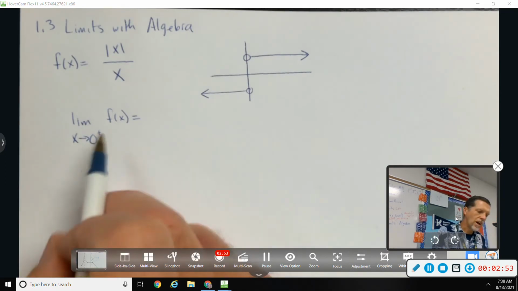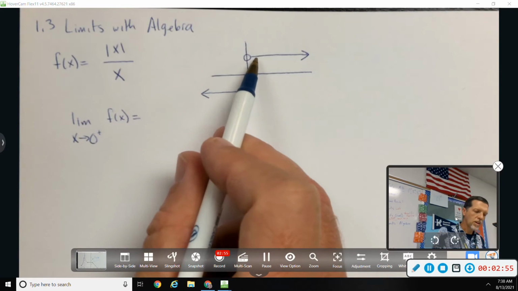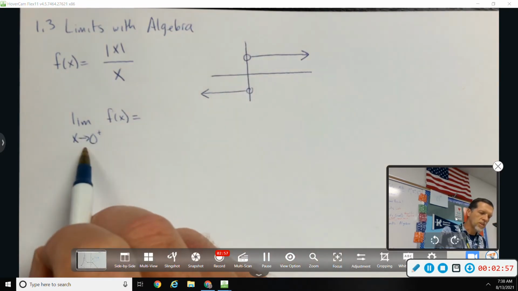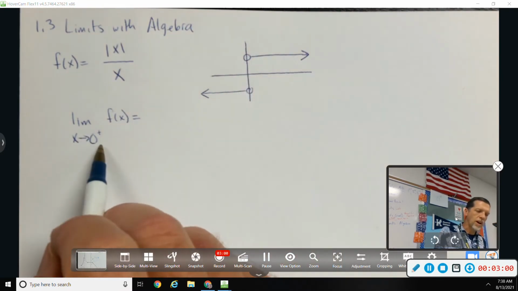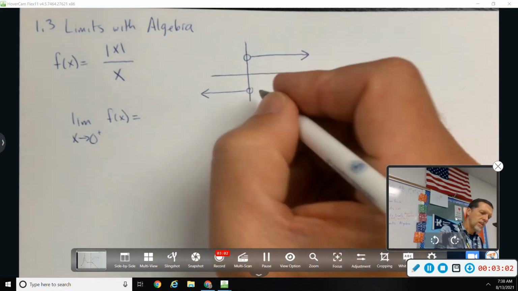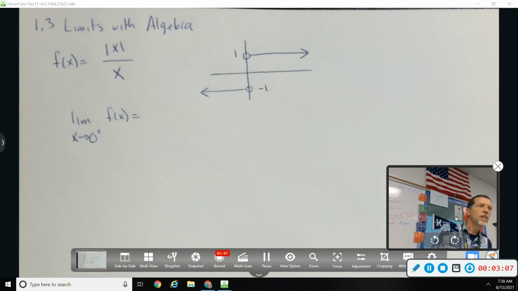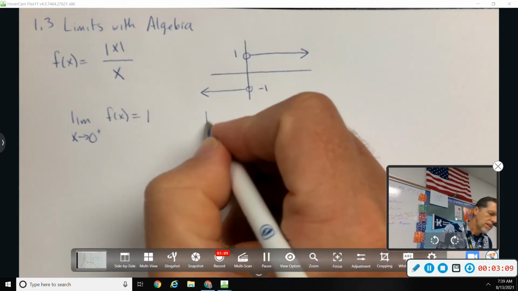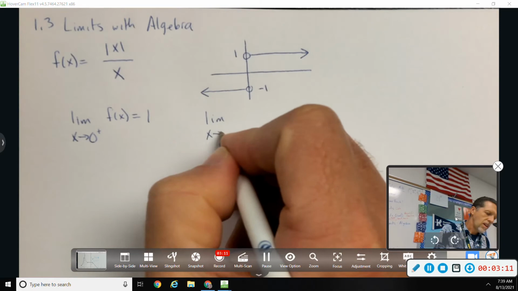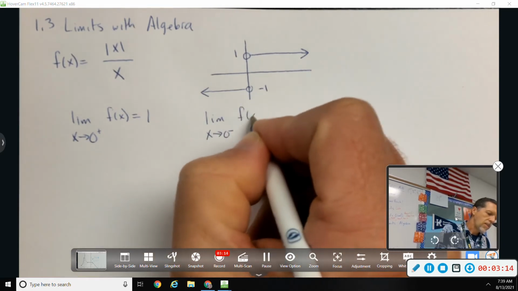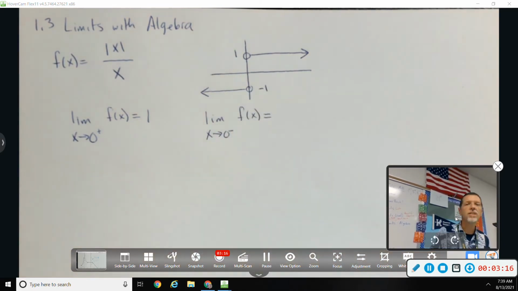In fact, this is now review because we're looking at a picture. So what's the limit as x approaches 0 from the right? One. And then as x approaches 0 from the left, what's that equal to? Yeah, -1.